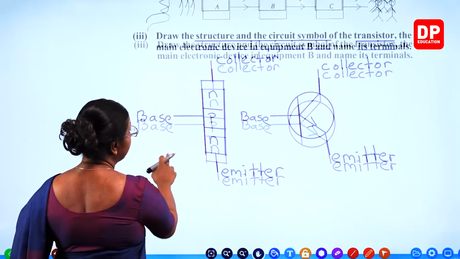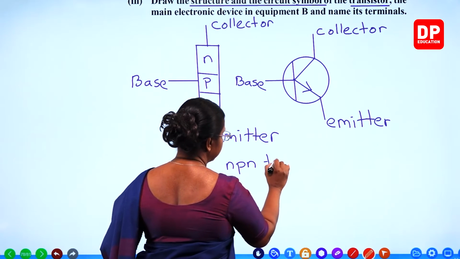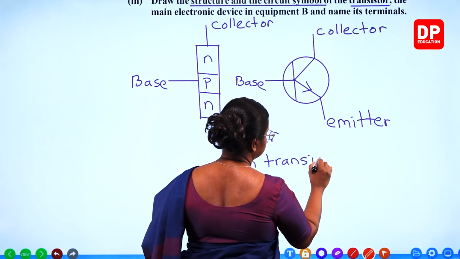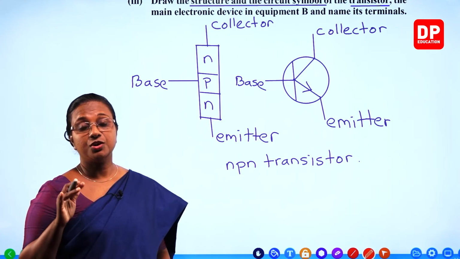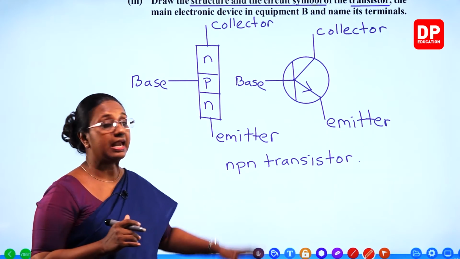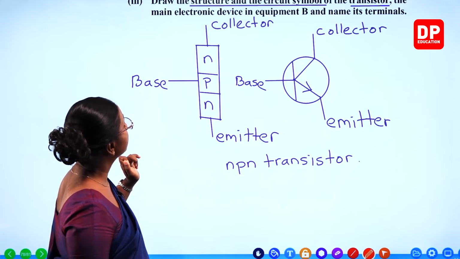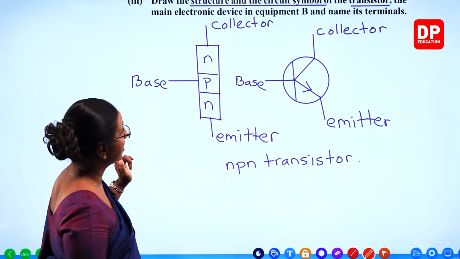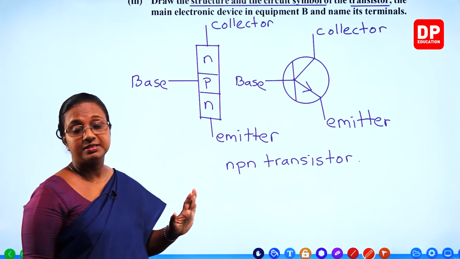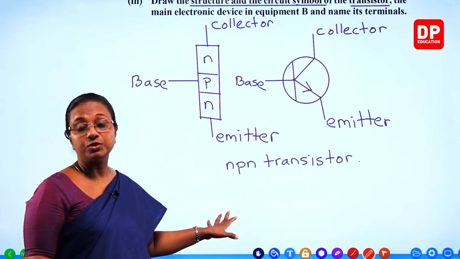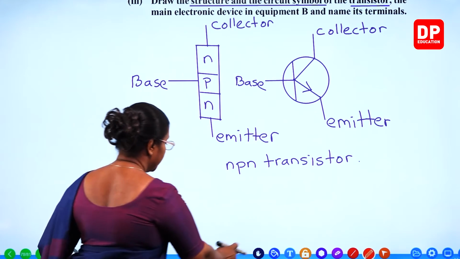So here we have to label it as NPN transistor. Normally in our activities, you all know students, we use the NPN transistor. But here, draw the structure and the circuit symbol of the transistor, the main electronic device in equipment B, and name its terminals. Since there are 2 types of transistors, you need to draw the other one as well.